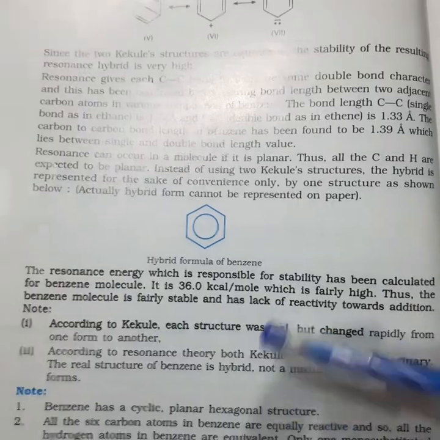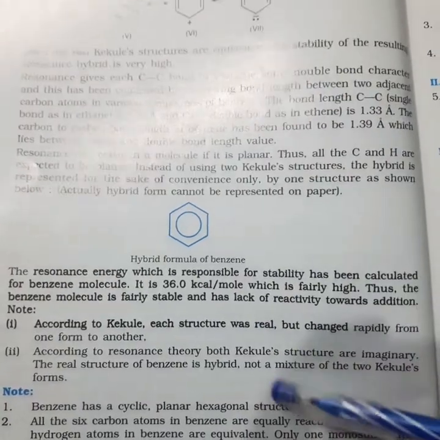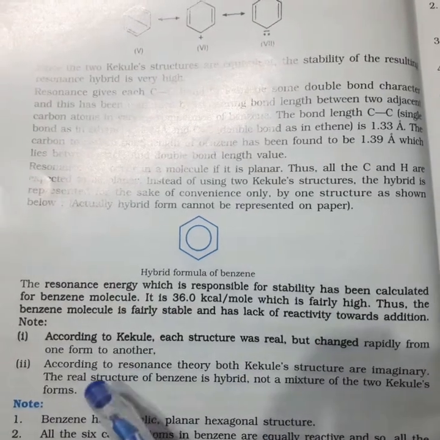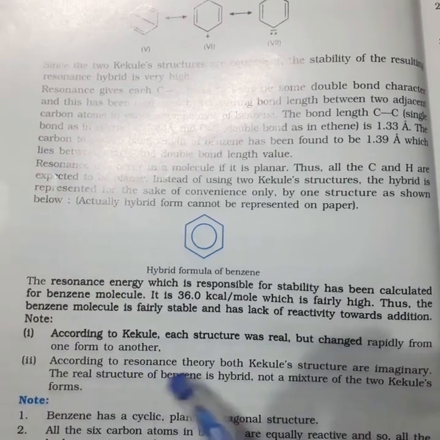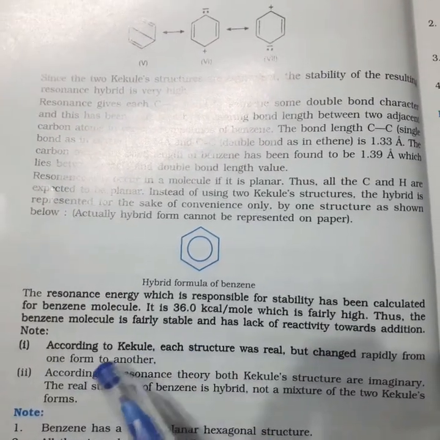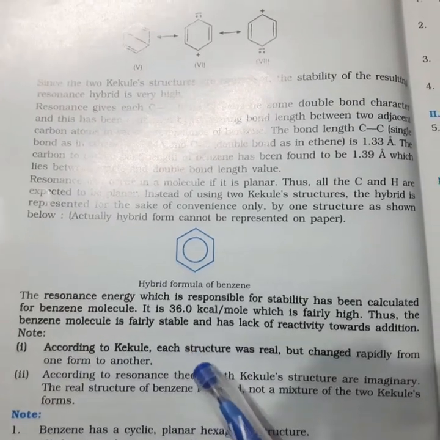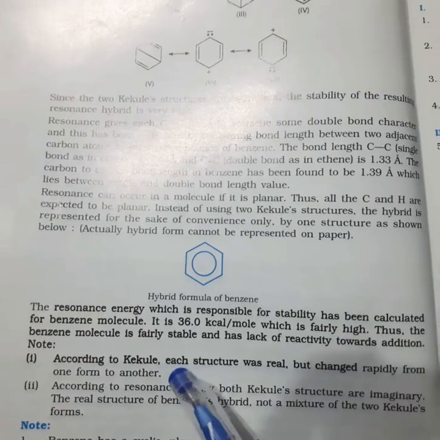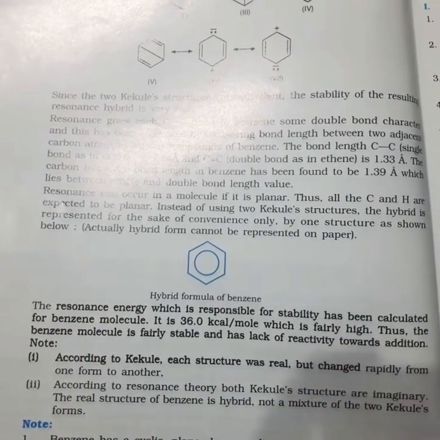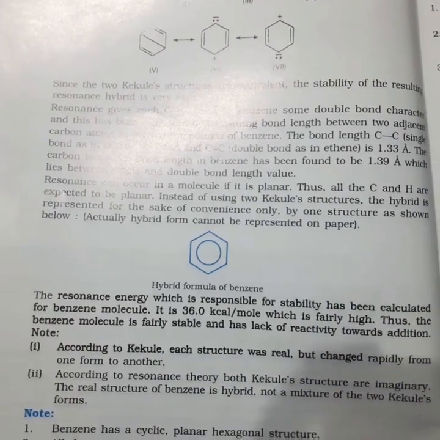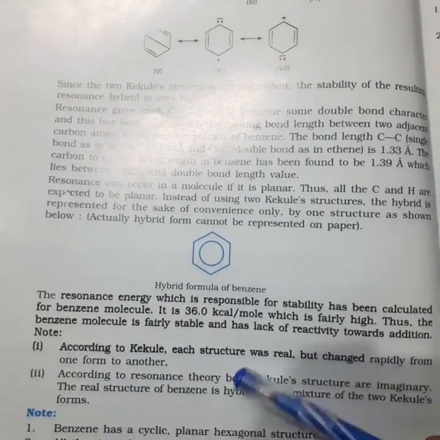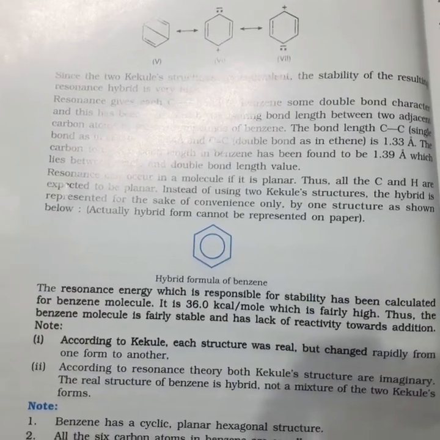Next, according to Kekule, each structure was real but changed rapidly from one form to another. Actually here we have two statements: one according to the scientist Kekule, and the next according to resonance theory. Let us see the first. According to Kekule, each structure was real, all the structures are real, but they change rapidly from one form to another form.